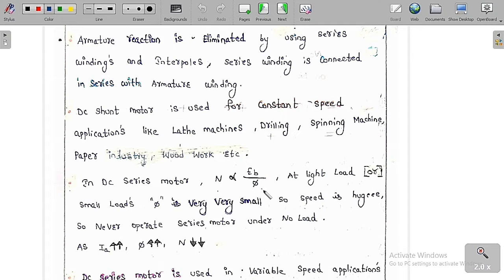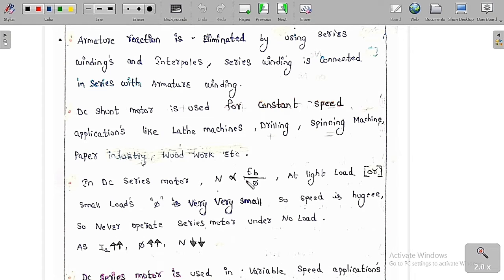So V is very high but flux is very less, so therefore the ratio is very high, so therefore the speed will be very high. So that is the reason you never have to operate the series motor at the no load condition.